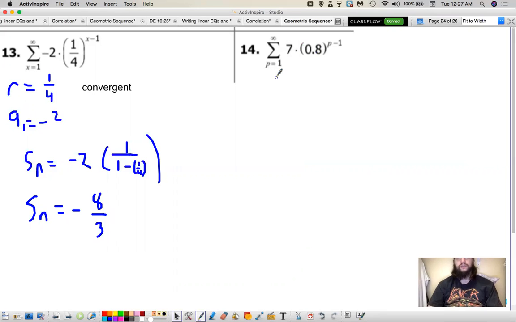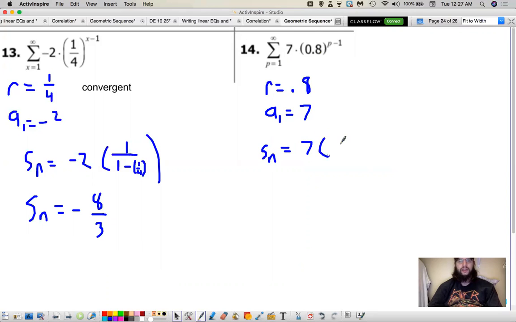Same thing here. R is 0.8. You could write that as 8/10. You could also write that as 4/5. It's a 0.8 here. I'm just going with it. The calculator should, maybe? I don't know. We'll find out. Convert it to a fraction for us. Or a final answer. But we're starting at 1, so 7. Carry 1. 7 times 1 over 1 minus 0.8.